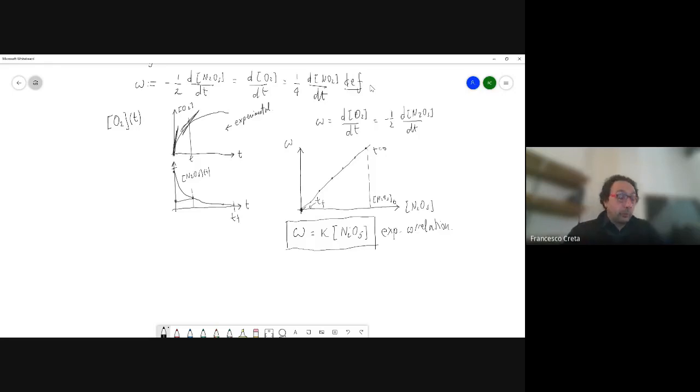Why is it important? Well, you put together the definition of omega, which, for example, is minus a half the rate of change of the molar concentration of N2O5. This can now be placed equal to this. Okay, this is my definition, and this is my model, my experimental correlation.